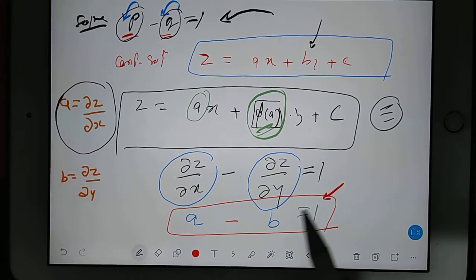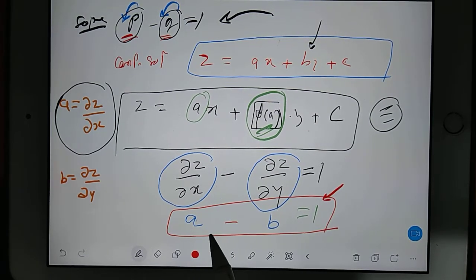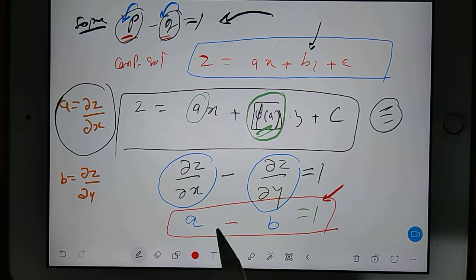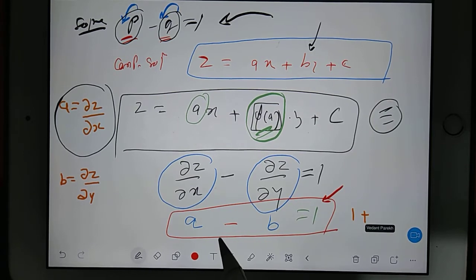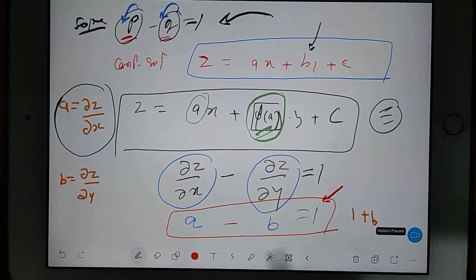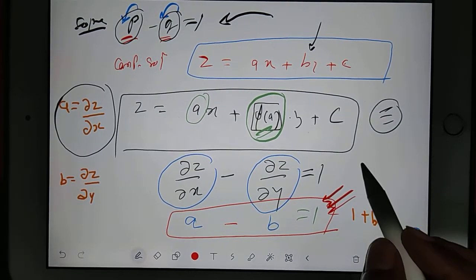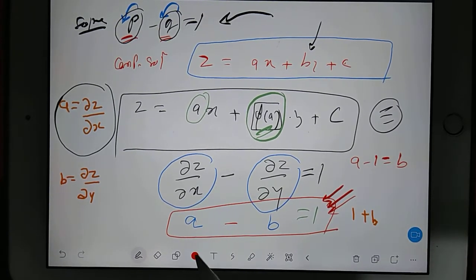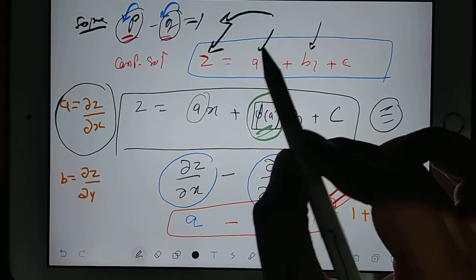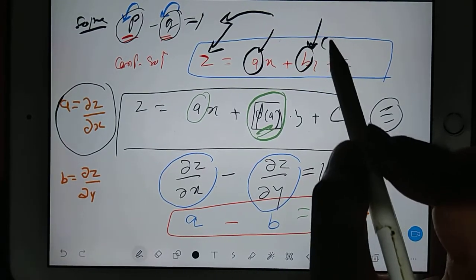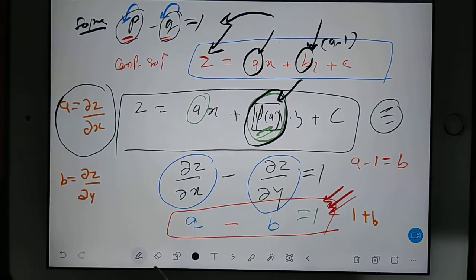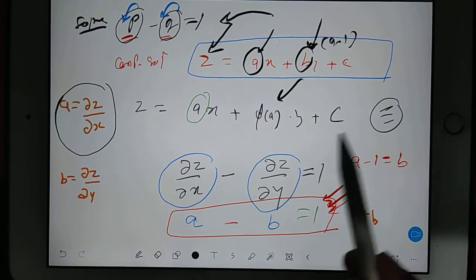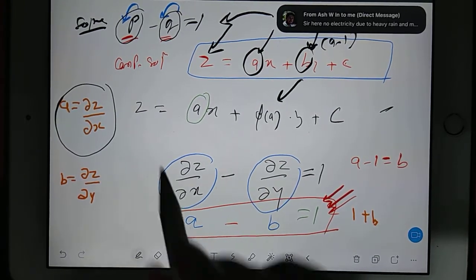From this, can you find out the value of a? That is nothing but 1 minus b. Right? I hope it's clear. No, sorry, 1 plus b. Yes, 1 plus b. So from here, can I find the value of b alone? Yes, a minus 1 is equal to b. So in this z solution, a you write as it is, and this b you can write as a minus 1. That's what I am writing. Phi will be the function of a.